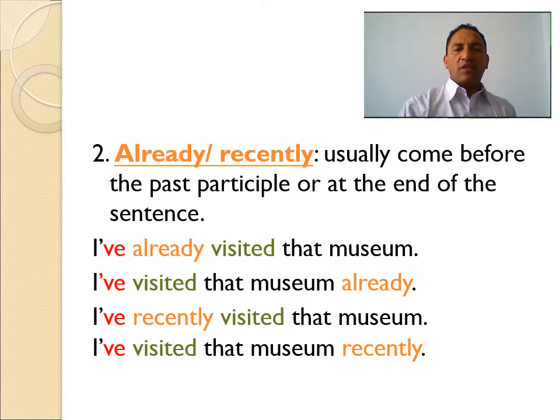Already and recently usually come before the past participle or sometimes at the end of the sentence. Example, I have already visited that museum, at the beginning. I have visited that museum already, at the final position. Recently, I have recently visited that museum, at the beginning of the sentence. I have visited that museum recently, which goes in the last part of the sentence.